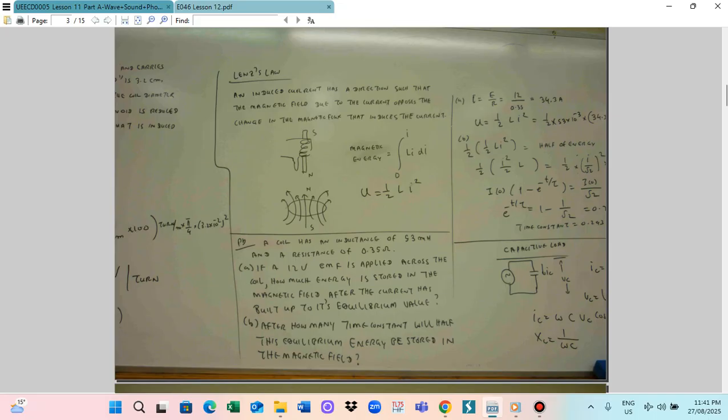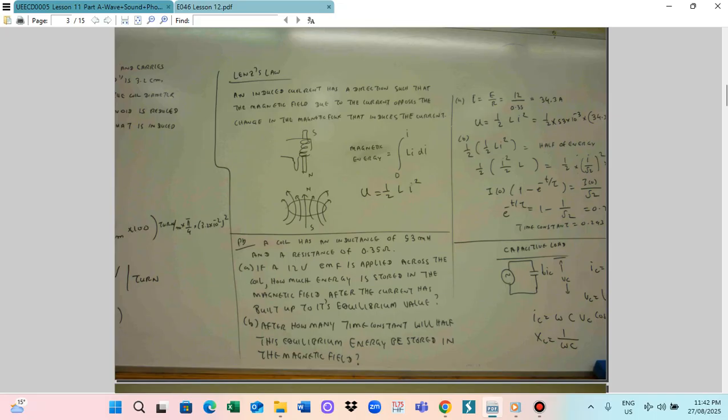After you calculate the current I, you can also calculate the magnetic energy U, half L I squared. So half multiplied by 53 millihenry, which is 53 into 10 power minus 3, multiplied by current 34.3 squared. By solving, the magnetic energy is 31 joule. The magnetic energy is 31 joule. So this is for part A. And part B.